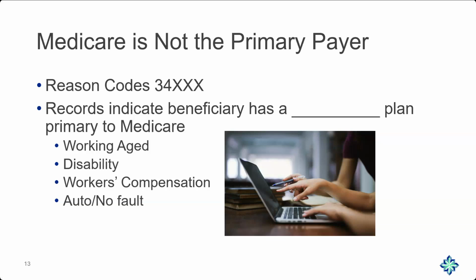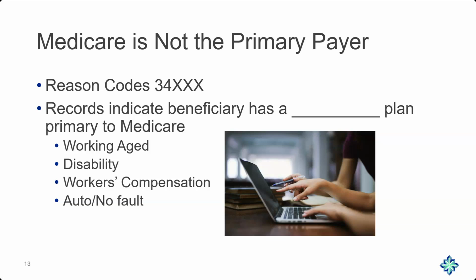involved here. So rather than list out all the different types of insurance because they all have a different reason code associated with them, I just used 34XXX, and those X's can vary depending on the type of insurance that the patient's record is showing as active and possibly primary to Medicare. So our sample showed some for working aged, which is the employer group health plans, disability insurance, which is a large group health plan, workers' compensation, and auto no fault. So those are the types that showed up in our data report.